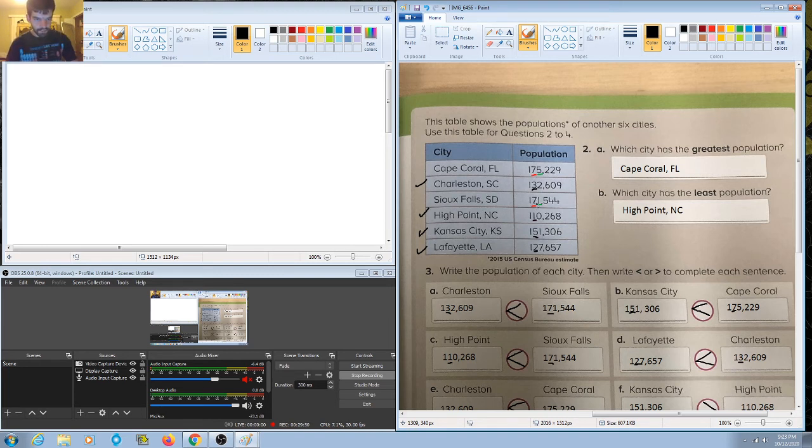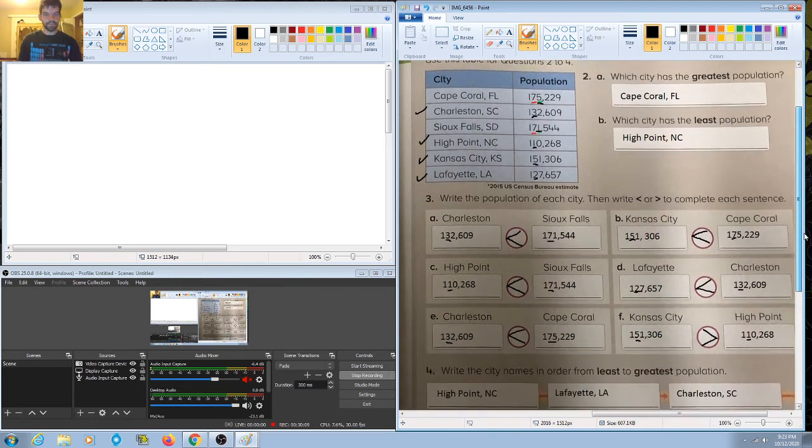So we'll look at the thousands place and see that Sioux Falls, South Dakota has a thousands place of 1 and a 5 in the thousands place of Cape Coral, Florida. So that kind of sets in stone that Sioux Falls, South Dakota is less in population than Cape Coral, Florida.